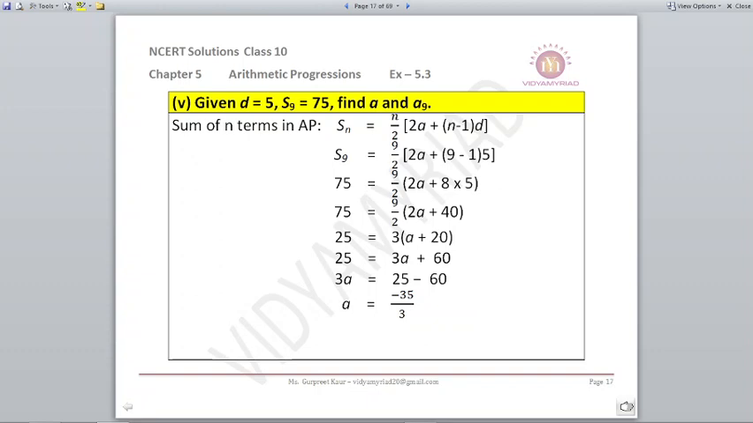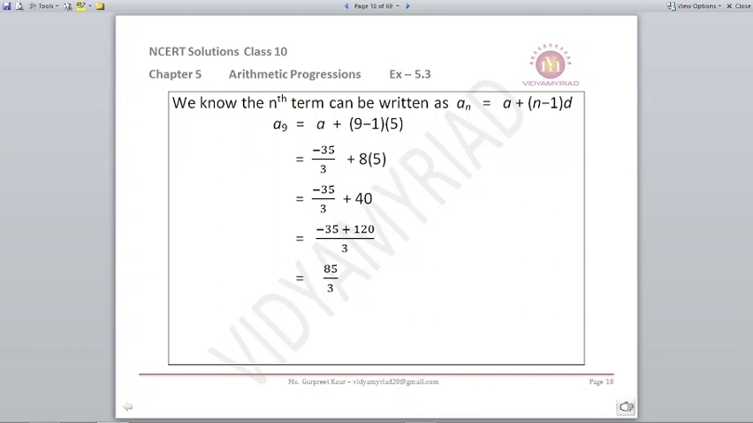We need to find out A9. So A9 will be equal to a plus 8d. We know the value of a, minus 35 upon 3. We know d, that is 5. So 8 into 5, 40. Taking the LCM, A9 comes out to be 85 upon 3.